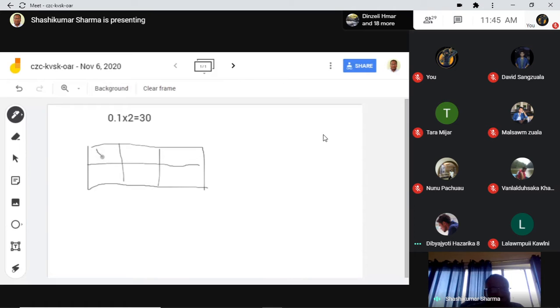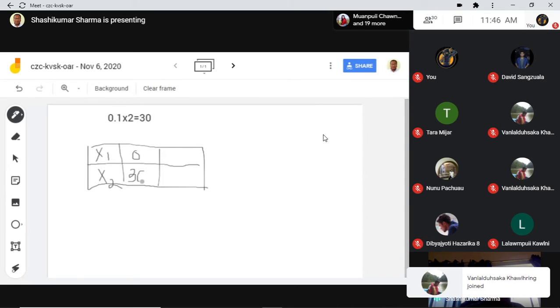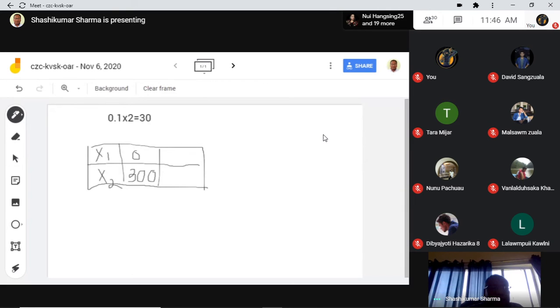You have x1 and x2. When x1 is 0, means you have only x2. So what is x2 then? Means 30 divided by 0.1, you put up a 0 on top, so that means 300, isn't it? So when x1 is equal to 0, x2 is 300, right?